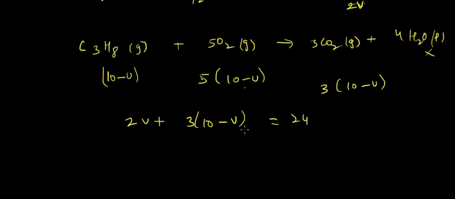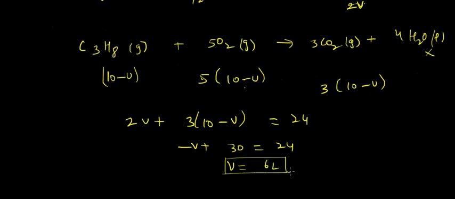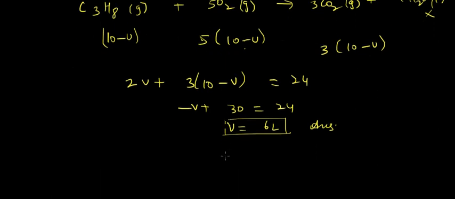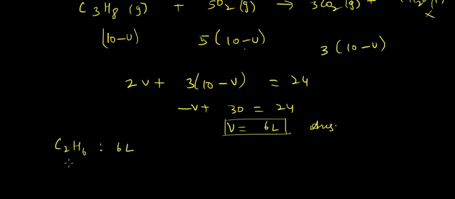So we know that 2V plus 3 into 10 minus V is 24, which is given in the question, that 24 liter of carbon dioxide was produced. Hence, solving this equation, we get minus V plus 30 is equal to 24. Hence, V would be 6 liter. Okay, and that would be the answer. So we get to know that C2H6 was present at 6 liter and C3H8 was present in 4 liter volume. Okay, so this is the answer.